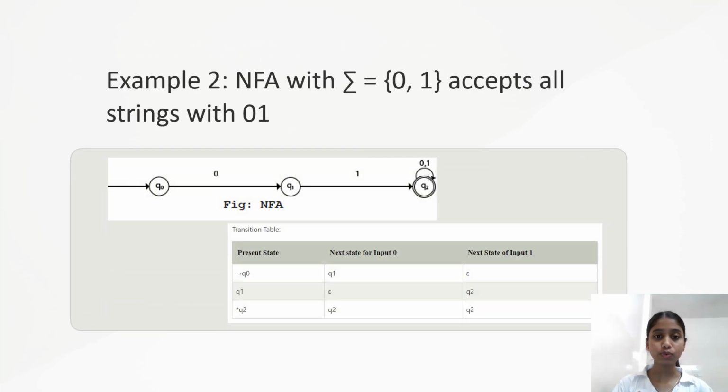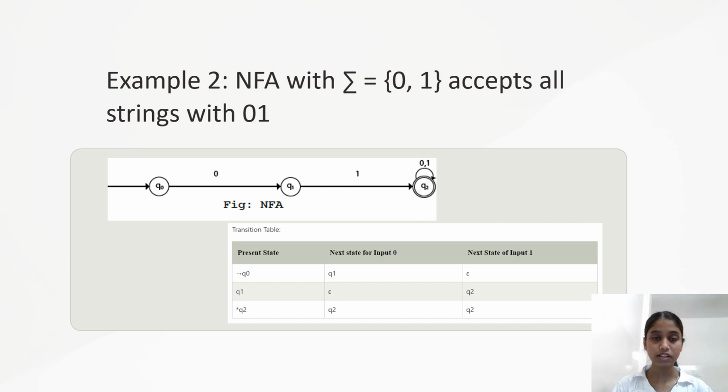So example 2, NFA with an alphabet 0 or 1 accepts all the strings with 0, 1. So here we need to design an NFA which accepts all the strings with 0 and 1. So Q0 on 0 will go to Q1 and Q1 on 1 will go to Q2, that is final state, and Q2 with all the zeros and 1 will accept itself and Q2 will become the final state. Present state will be Q0, that is the start state.